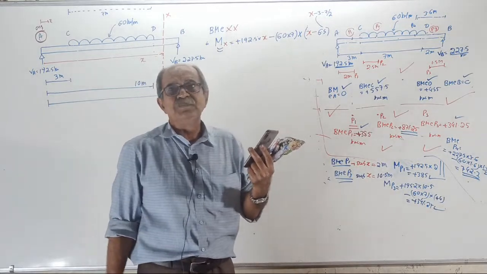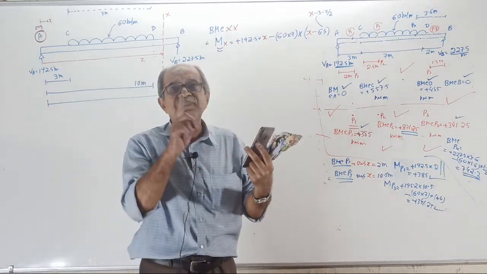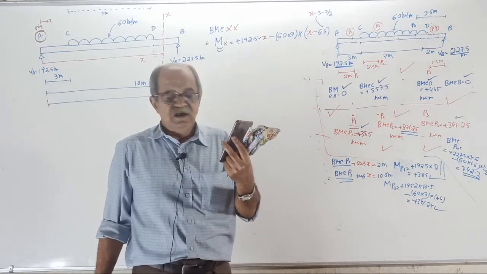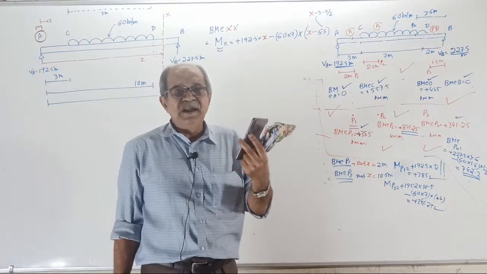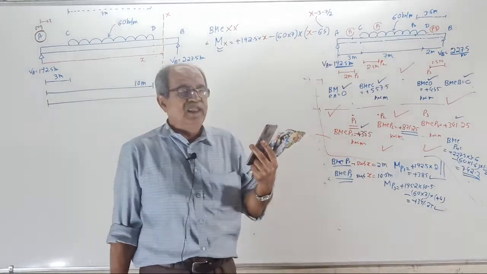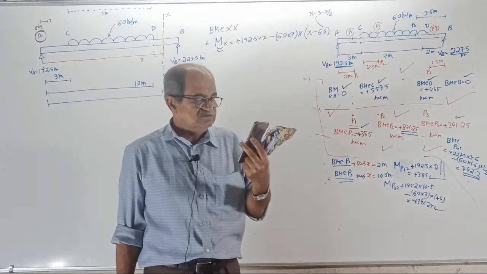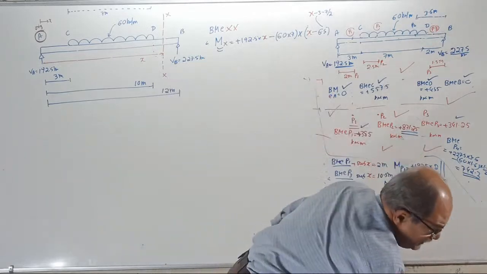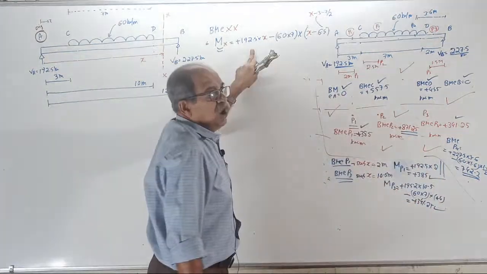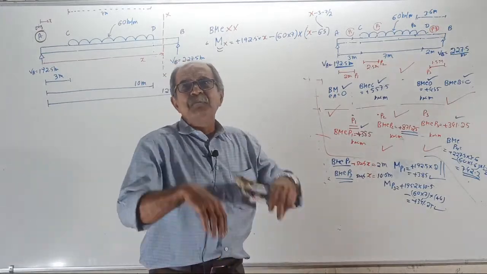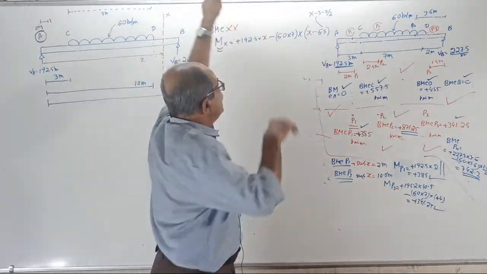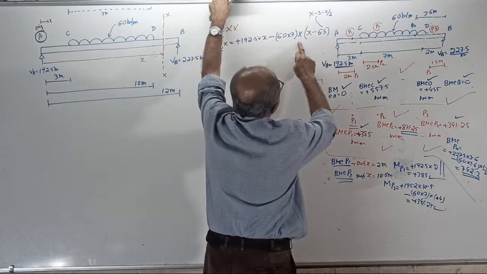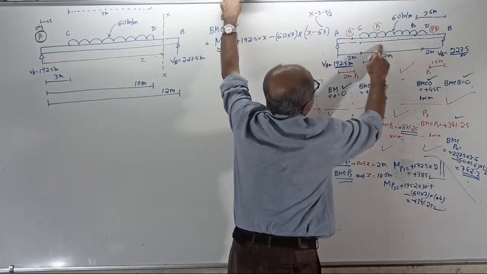Tell yes or no. If the point lies within the UDL, not at the end of the UDL, in between the UDL, any point, it will give a wrong result. Yes. Now, if you integrate this and get the slope and deflection equation, it will give a completely wrong result. Why? It will consider a linear variation for BM here.